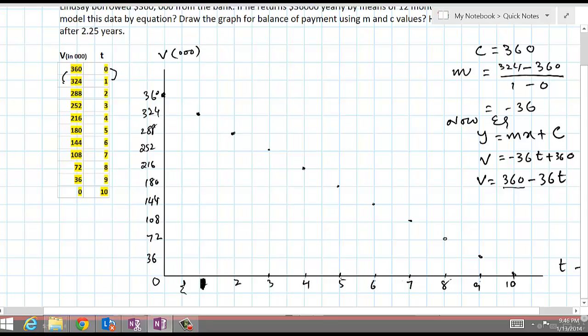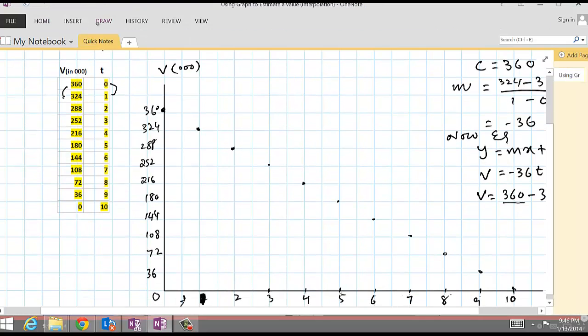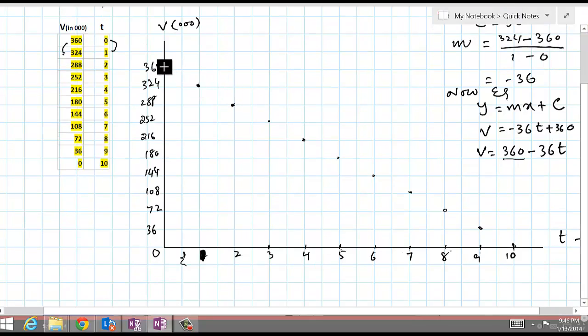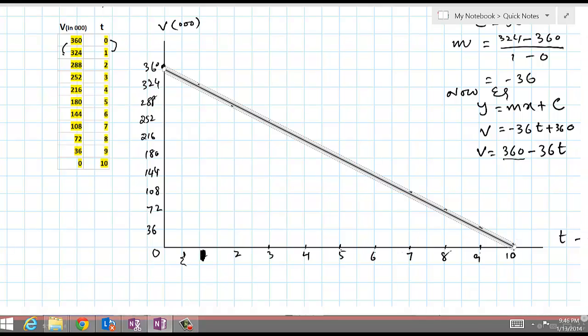Now if we pick up a straight line and draw the line through these points, let's try this. Pick up a straight line here and this line fits perfectly well through these points, and we can see that this is the line which is showing. In fact, we can write its equation as well.